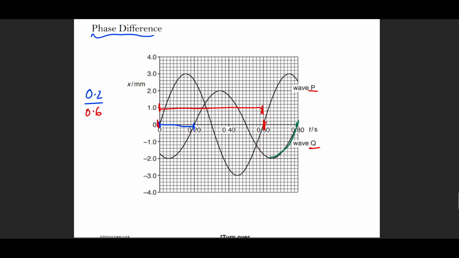So one trough and one crest, it starts at 0.2 and ends at 0.8. If you take the difference, this is also going to be 0.6. So that's what I've been saying. The time period will be the same, no matter which way you pick it, whichever way you are comfortable with.